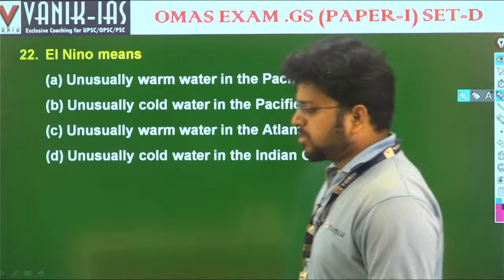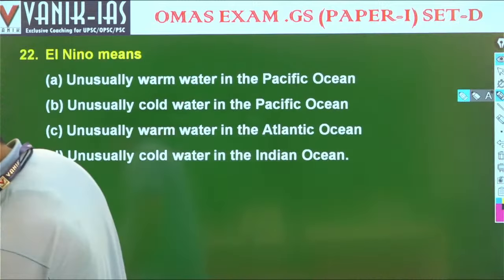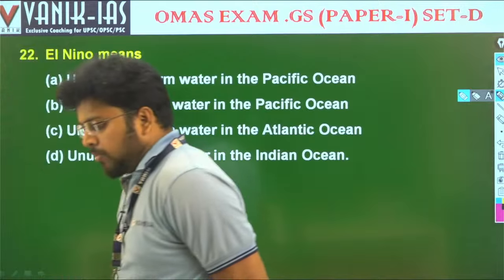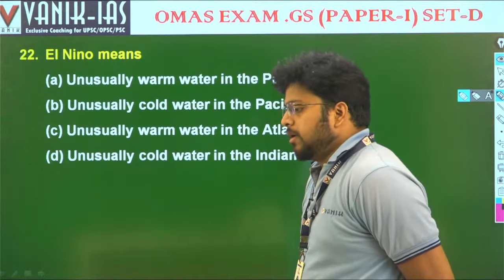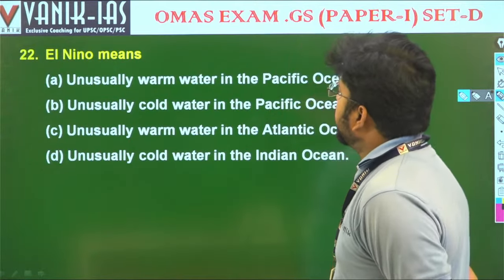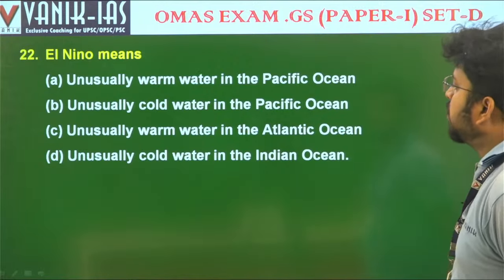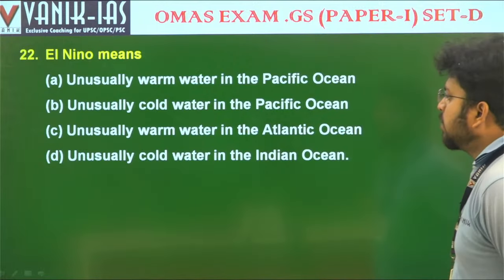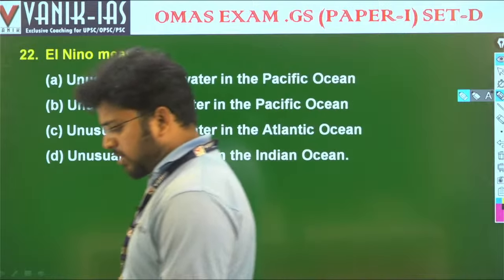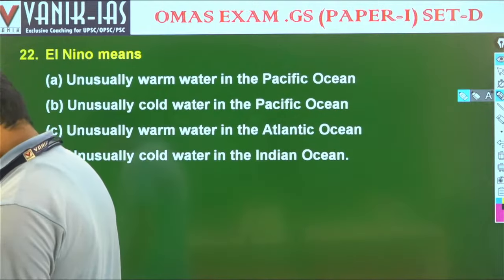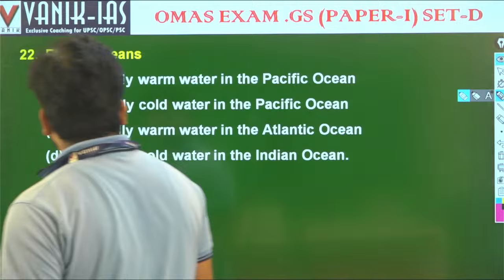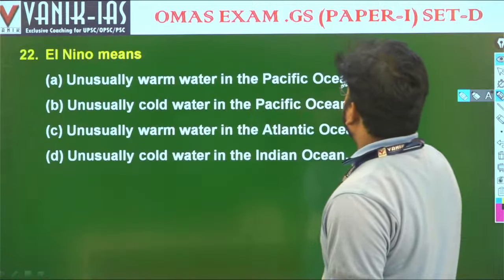Next, what happens when El Nino occurs? Usually warm water in the Pacific Ocean, usually cold water in the Pacific Ocean, usually warm water in the Atlantic Ocean, and usually warm water in the Indian Ocean. Your answer is A, El Nino.